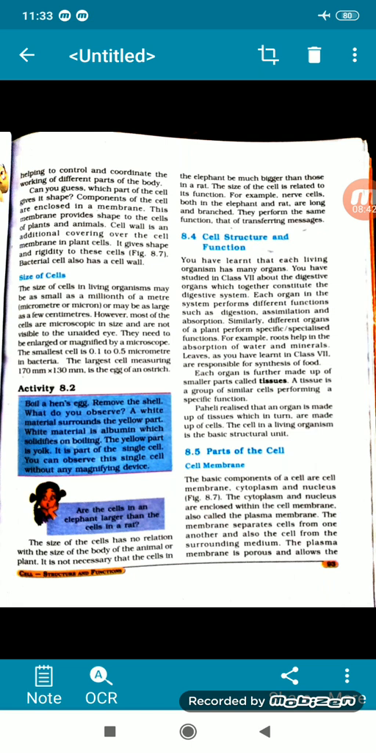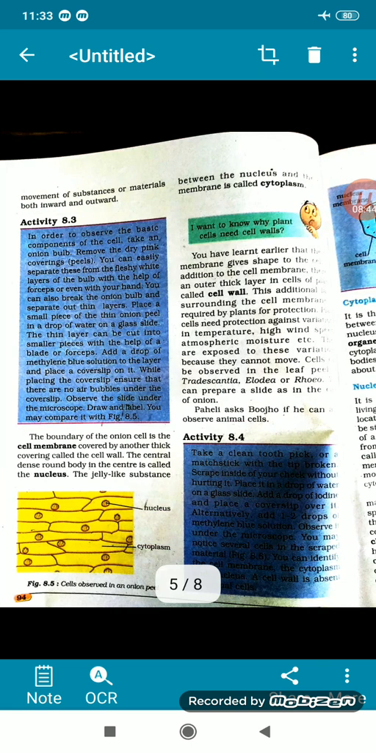In addition to the cell membrane, there is a thick layer in the cell of plants called cell wall. The additional layer surrounding the cell membrane is required for plants for protection. So, what is the function of cell wall? To protect it. Cell needs protection against variations like temperature, high wind speed, atmospheric moisture. They are exposed to these variations because they cannot move.